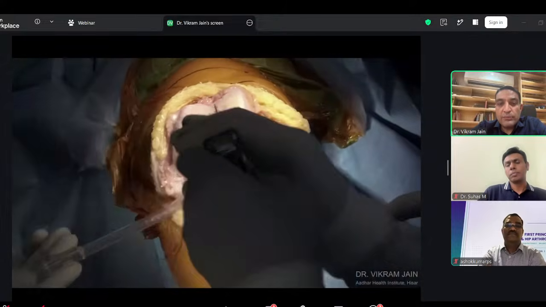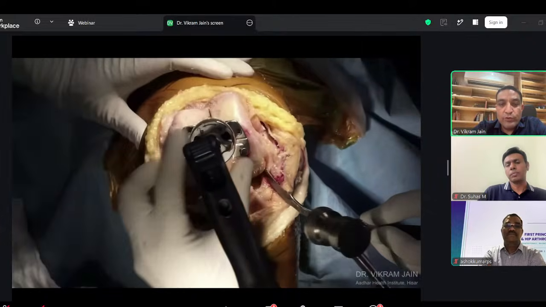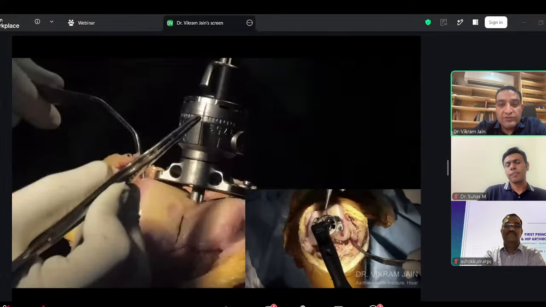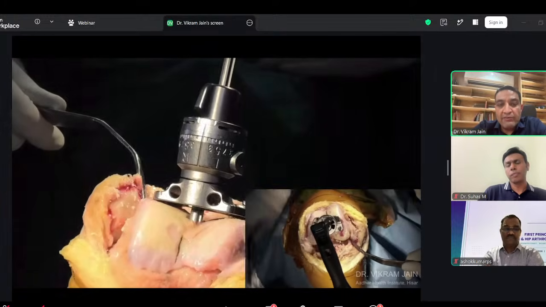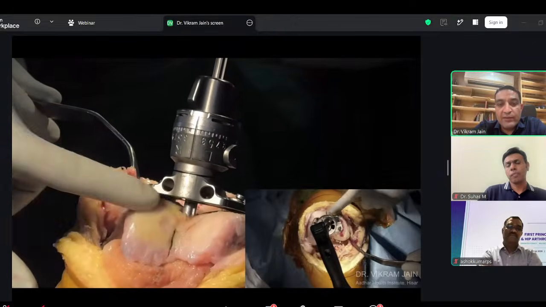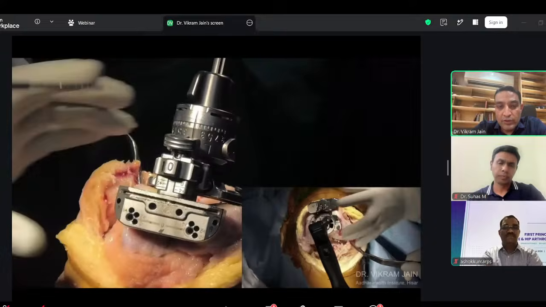Now, a standard extramedullary jig is inserted, but here the aim is to reproduce the distal condylar line of this patient. So these two paddles need to sit equally on the femoral condyles, and we forget what the varus valgus angulation is for this particular case. Here it is 0 degrees, but we are not bothered.